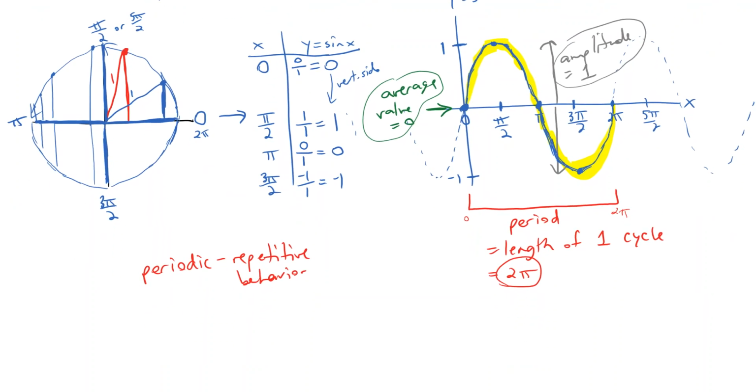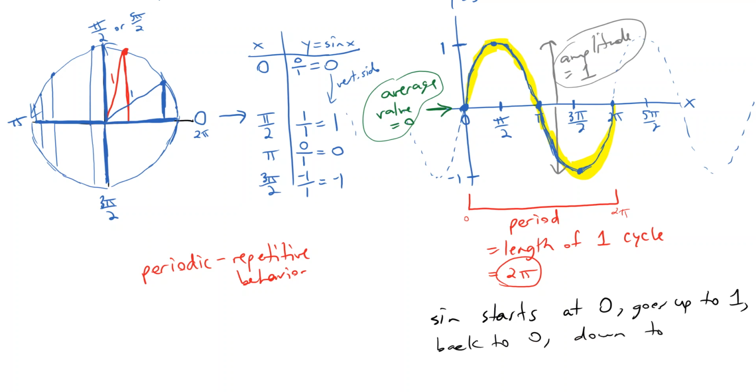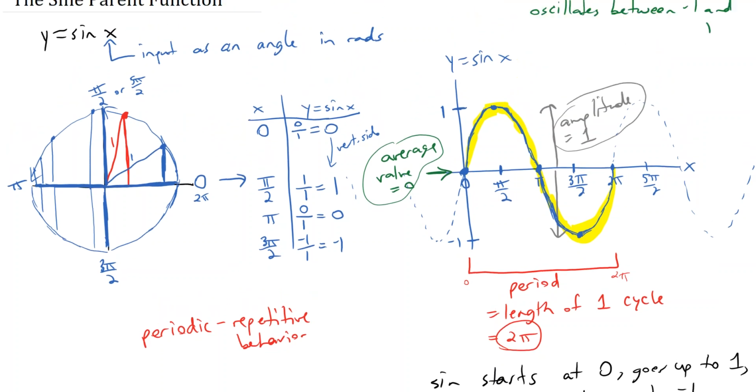And so what you want to take away from the sine graph is that it starts at 0, goes up to 1, back to 0, down to -1, back to 0, and repeats. Okay? So that's the behavior of the basic sine parent function.